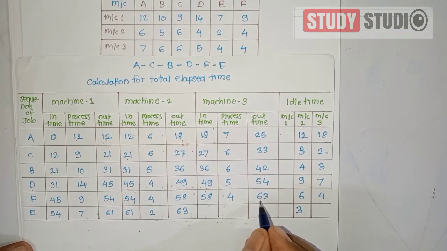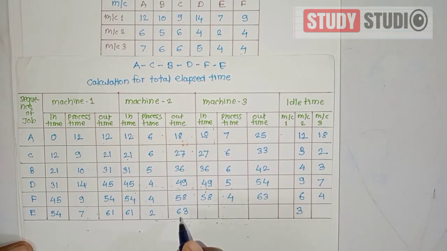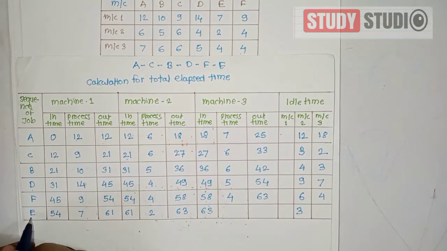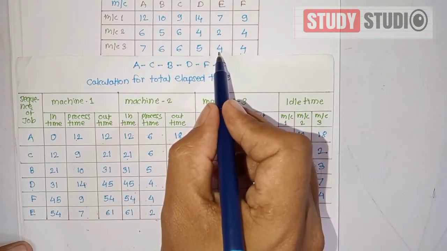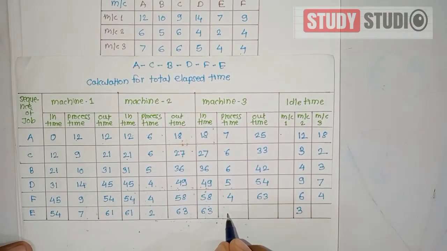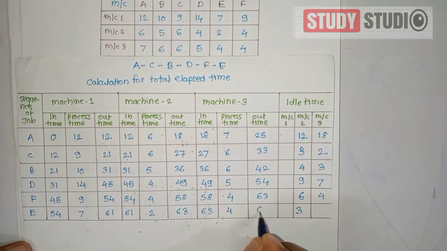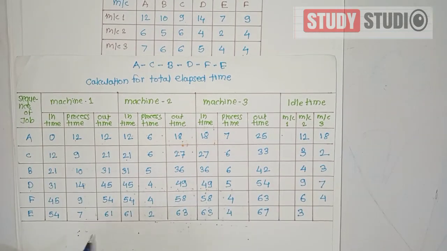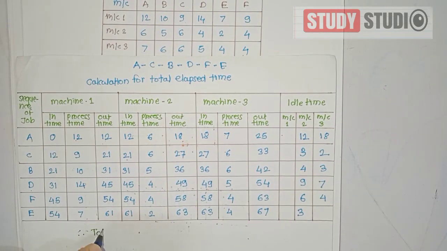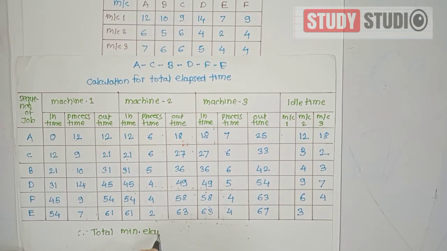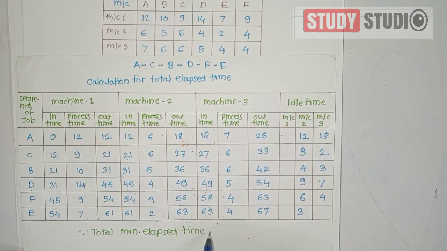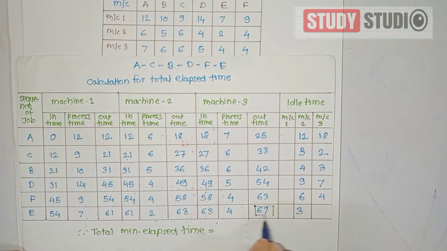So there is no waiting time, right? As 63 is equal to 63. Write down 63 as the in time for E. So E requires 4 hours of operation on machine 3. So write 4 over here. So total will be 67. Therefore, total minimum elapsed time is equal to 67 hours.